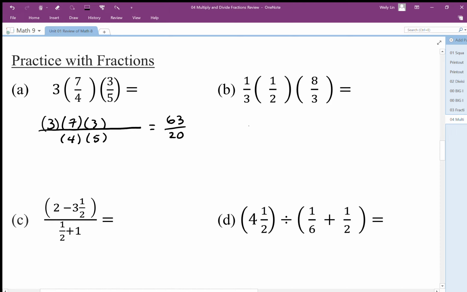So again, when we look at multiplying fractions, it's just times on top. So 1 times 1 times 1. I'm keeping all the multiplication on top. I'm keeping all the divides on bottom.